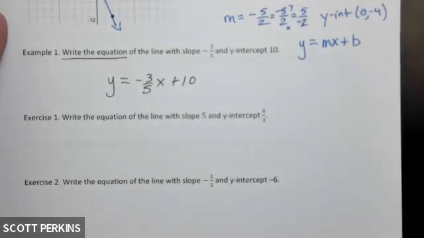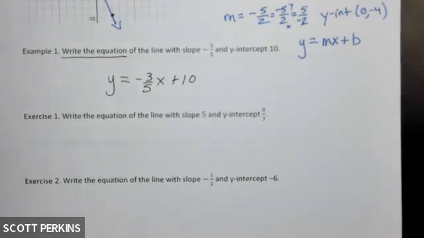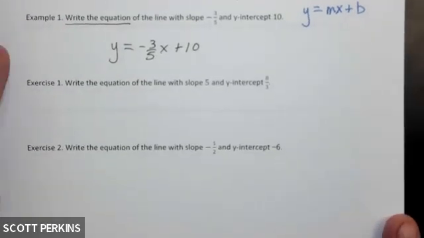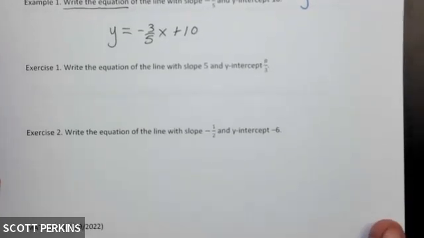So I'm going to give you about 30 seconds. I would like you to do the same thing for exercise 1. Again, I'm going to give you the slope and the y-intercept, and I want you to write the equation of the line, please.